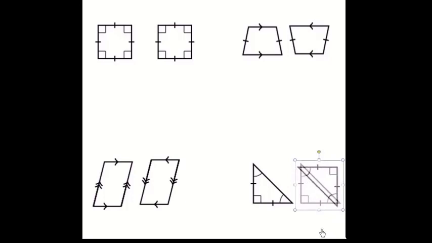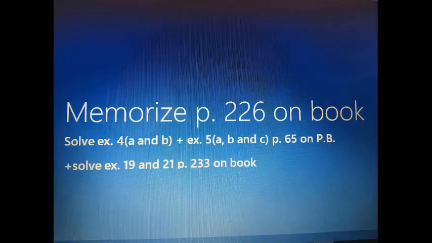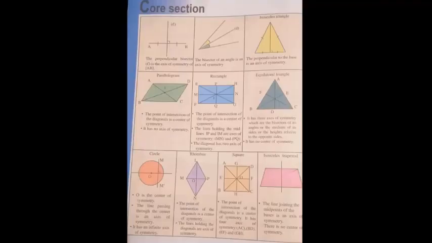Guys, now it's time for you to practice. First of all, memorize page 226 in the book. Then, solve exercise 4, parts A and B, plus exercise 5, parts A, B, and C, page 65 in the practice book. Then, solve exercises 19 and 21, page 233 in the book. I'll give you the pages of rules and of homework.